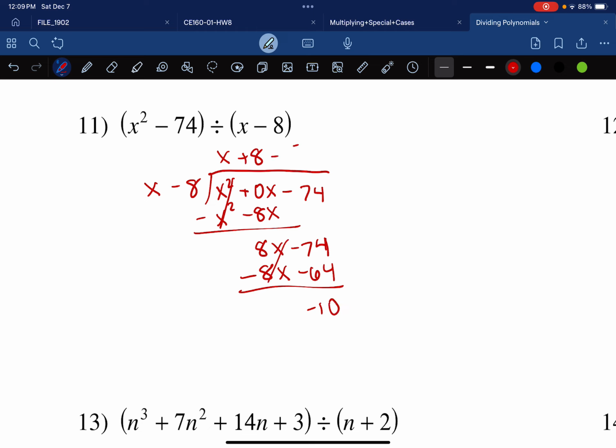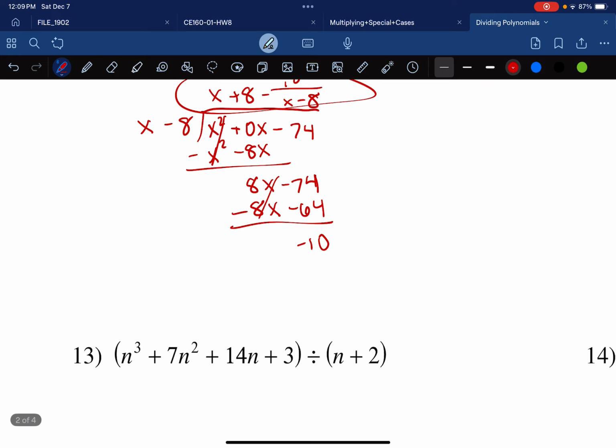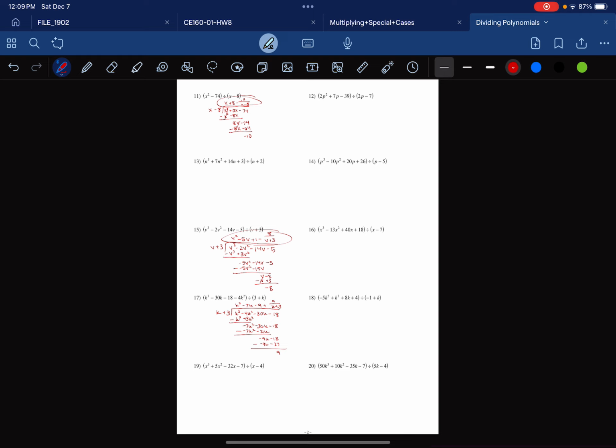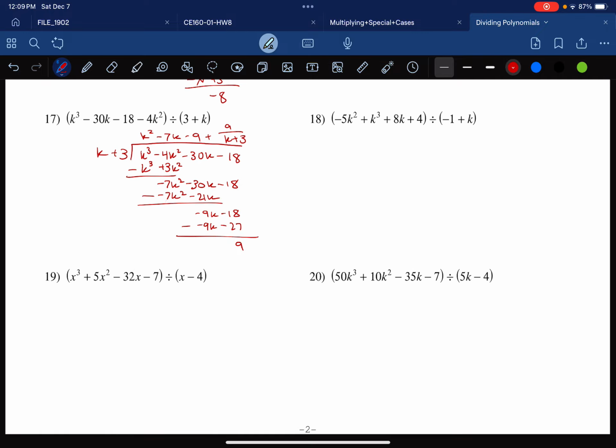So then we can say that's too many negative signs. We can say negative 10 over x minus 8. And that is going to be your answer. Alrighty. Let's do this last one.